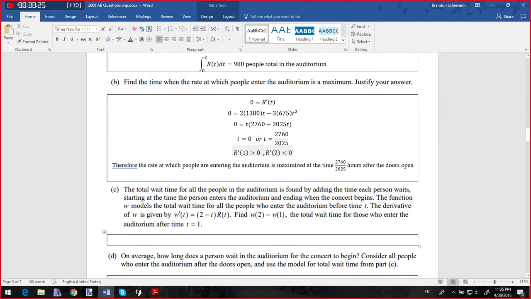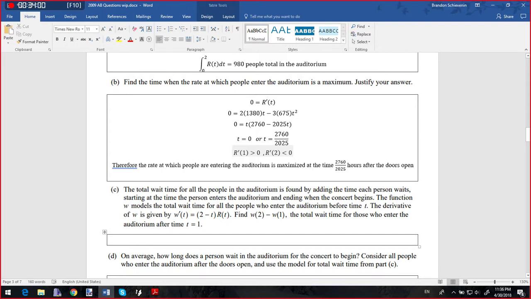For the next one, I'm told that the total wait time for all the people in the auditorium is found by adding the time that every person waits, starting at the time that the person enters the auditorium and ending when the concert begins. W of t models their wait time for all the people in the auditorium before time t. The derivative of W is 2 minus t times r of t. I want to find W at 2 minus W at 1, which would be the total wait time for those who enter the auditorium after the time t equals 1.